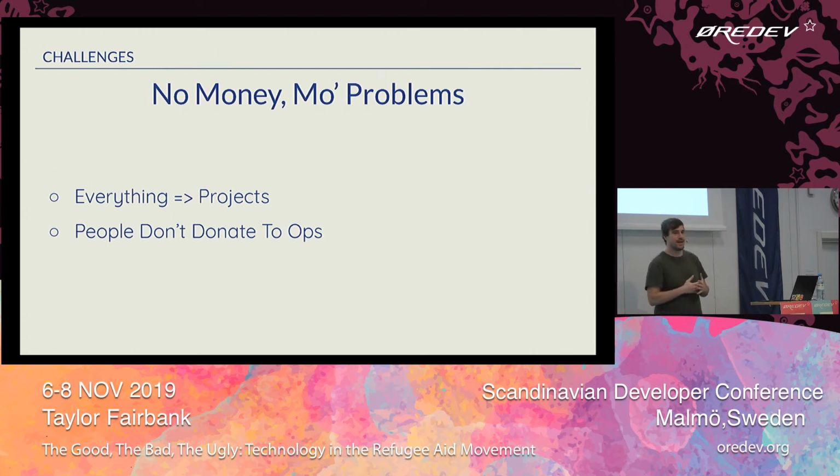The reality is that if you give me $20, I have an impossible choice to make. I can buy a tent for someone sleeping outside on the Greek islands, or I could pay for a software subscription. The other thing that works against this is people don't donate to operations. They donate to help the beneficiaries.